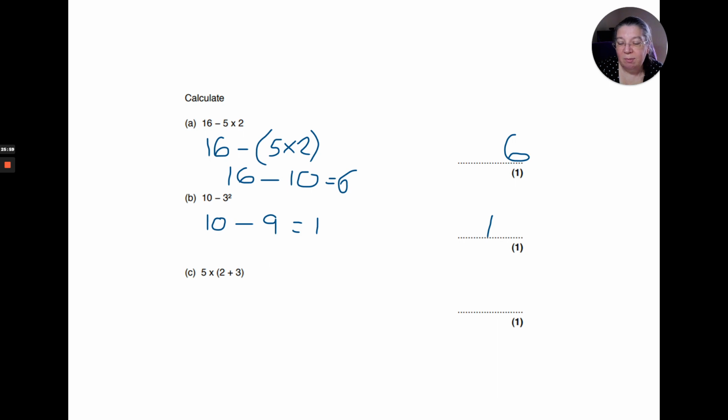Okay, try the next one. We've got 5 times and then in brackets 2 plus 3. Think about your BIDMAS again. Have a go at that one and come back when you're ready for the answer. So for this one, we need to do brackets first. So we've got to do 2 plus 3, which is 5. And then we can do 5 times 5, which is 25.